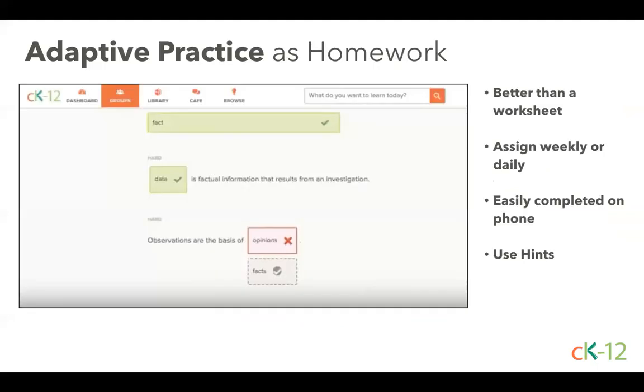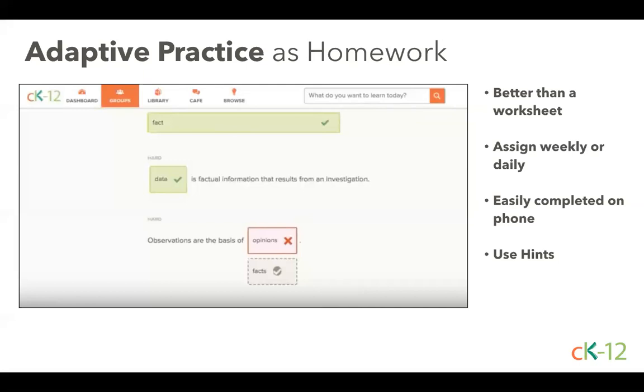So adaptive practice can be a really good tool to serve as homework. I have teachers now who tell me, Carl, I don't assign anything for homework other than adaptive practice. Because compared to the black line masters that I got from the big box of tools that the large publisher gave me, the problem is the students struggle on that. If you don't understand it, answering 50 questions is not going to help you. And if you do understand it, answering 50 questions is a waste of your time. So this is so much better than a worksheet because it is adaptive.